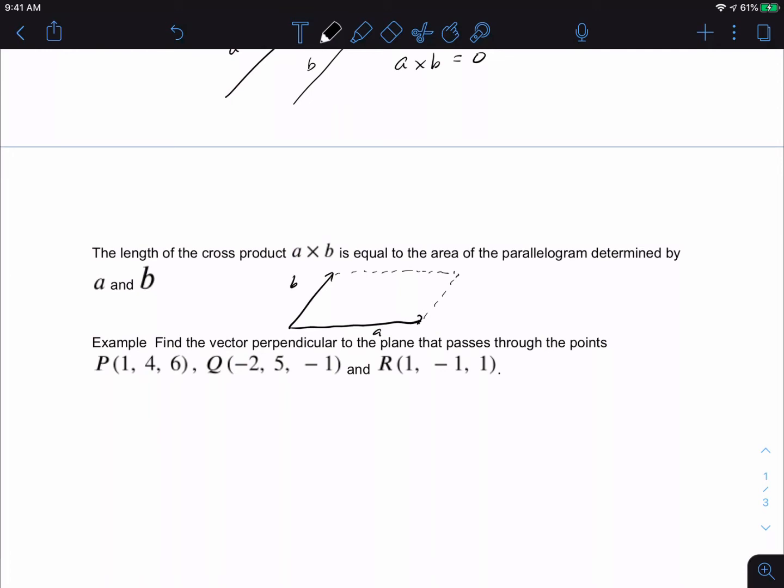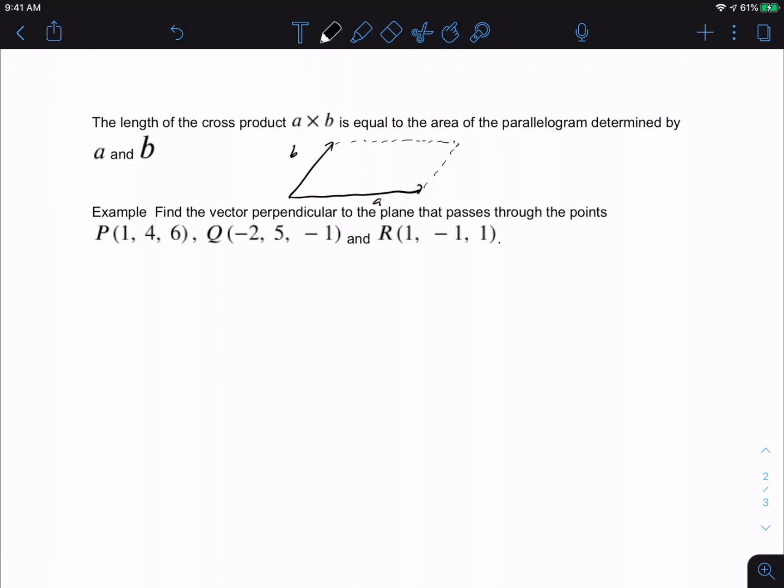And there's going to be some derivations to this too. If we have a parallelogram and you cut the parallelogram in half, instead of having a parallelogram, what we're going to end up having is a triangle. And so that would mean that half of the length of the cross product would be the same as the area of the triangle. And I'll do an example of that in just a second. Okay.